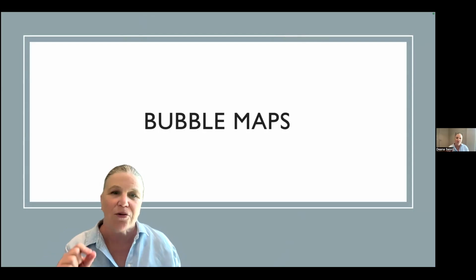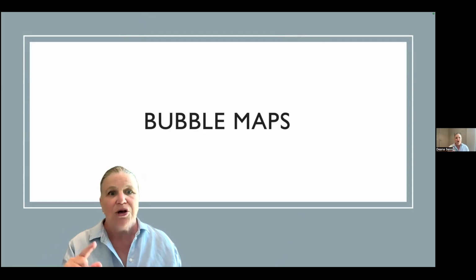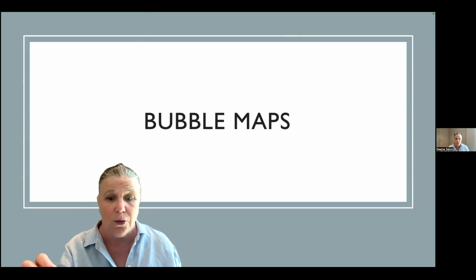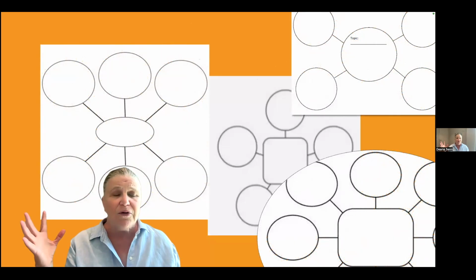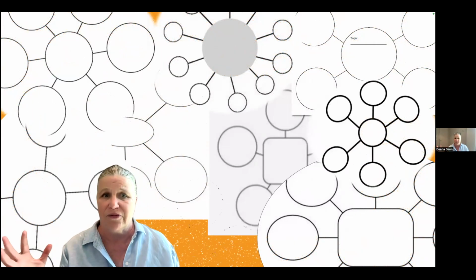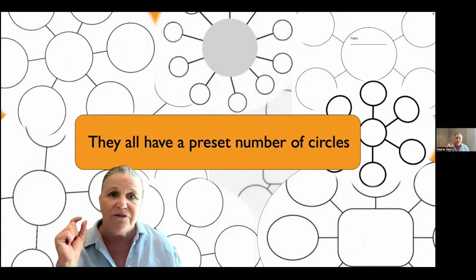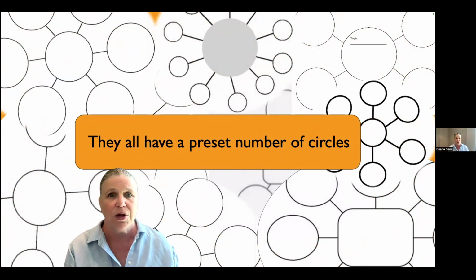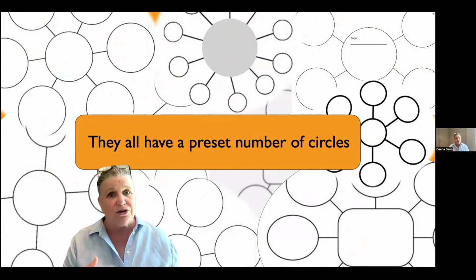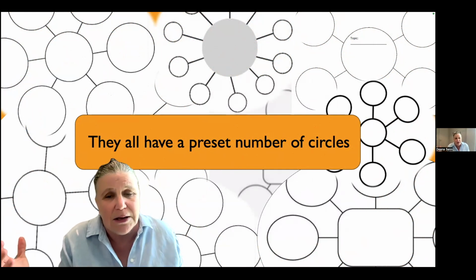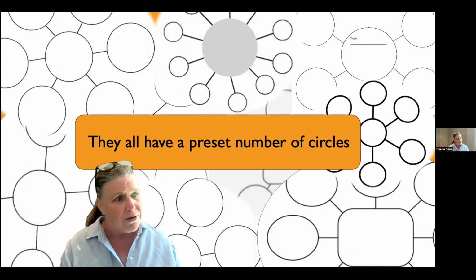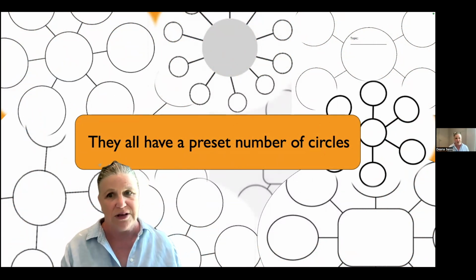I want to talk about how to reimagine bubble maps so that our students are thinking more critically while they use them. If you look for bubble maps on the internet, they are everywhere. And all these bubble maps have one thing in common, and that is that they have a preset number of circles. So what does a preset number of circles do? It really limits our students' thinking because they know how many answers to look for. If there's four bubbles, I'm just going to look for where there's four of something.